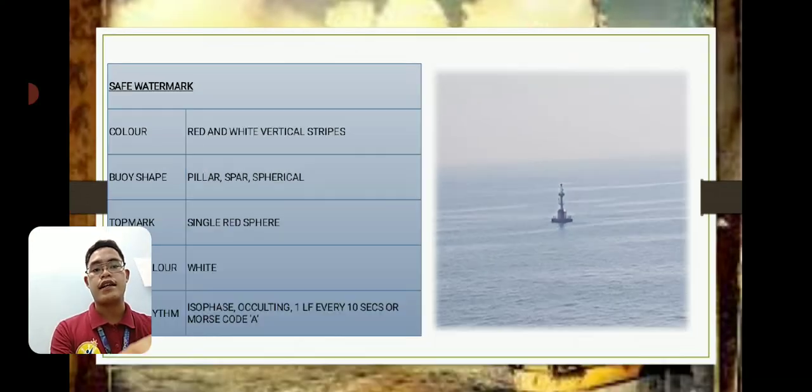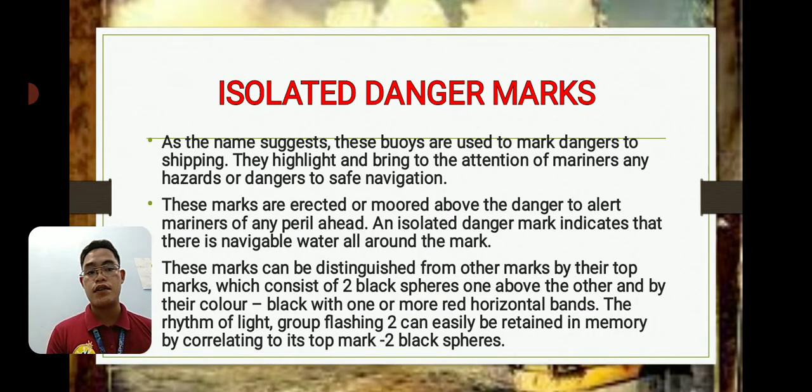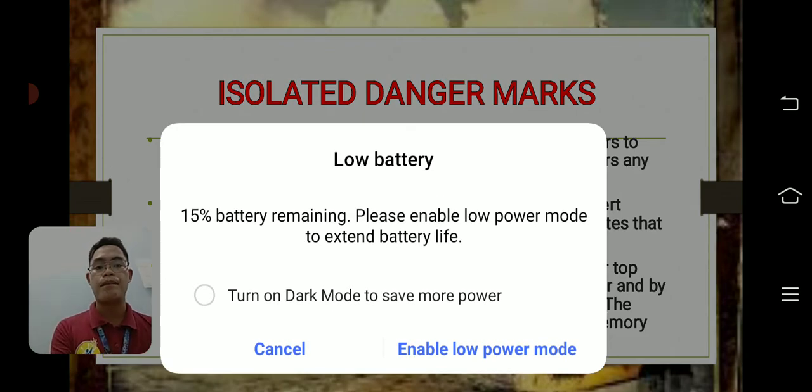Okay, for the next one, the isolated danger mark. As the name suggests, these buoys are used to mark dangers to shipping. They highlight and bring to the attention of mariners any hazard or danger to safe navigation. These marks are erected or moored above the danger.